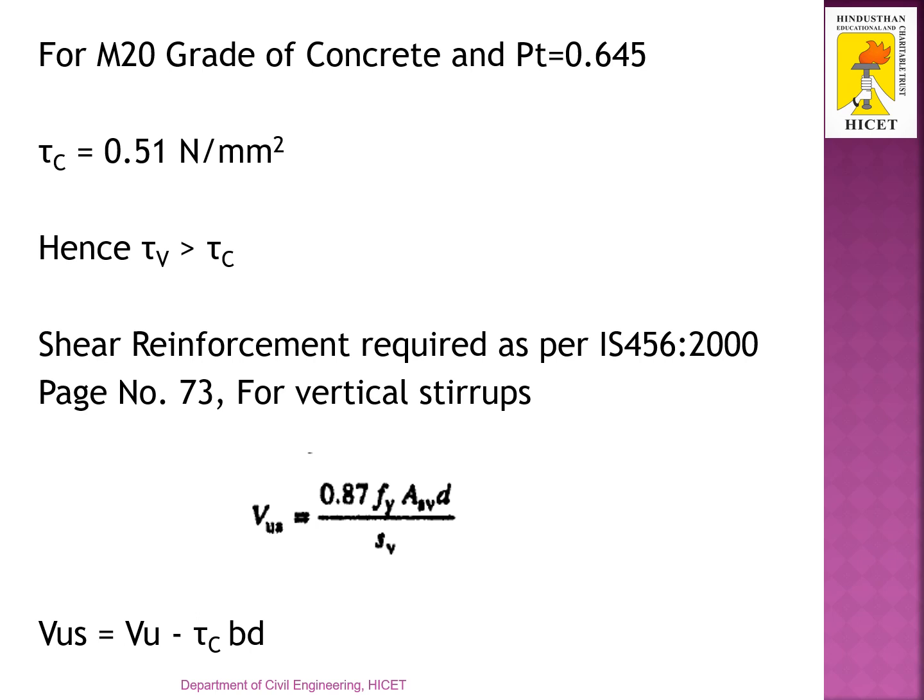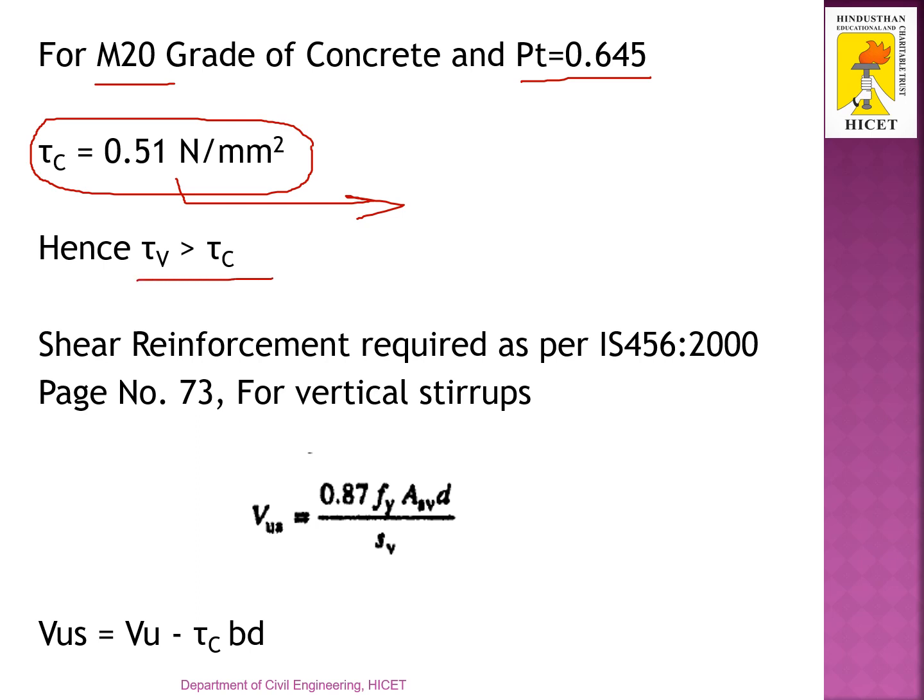So for a percentage of tension reinforcement 0.645 and grade of concrete M20, based on the interpolation from table number 19 of IS 456, tau suffix c is equal to 0.51 Newton per mm square. Hence tau suffix v is greater than tau suffix c. So based on page number 73 of IS 456, the shear reinforcement is required.